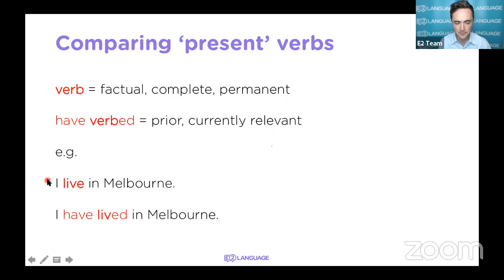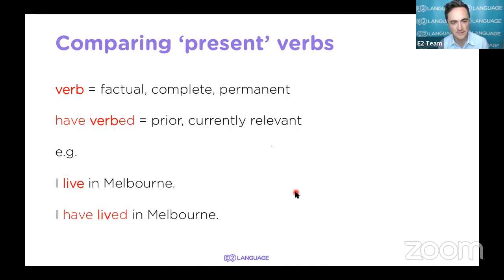For example, look at these two examples again. I live in Melbourne. This is a permanent thing. Versus I have lived, well, I should change that. Let's say I'll change that to I have lived in Yogyakarta in Indonesia. Okay, so it was prior, but maybe it's currently relevant. So type into the chat somewhere where you have lived. Where have you lived? Not where you currently live.